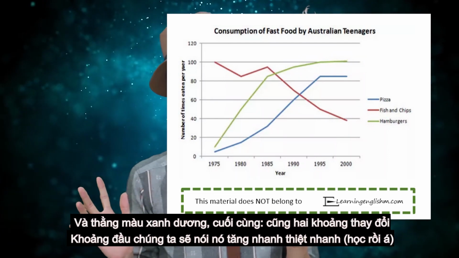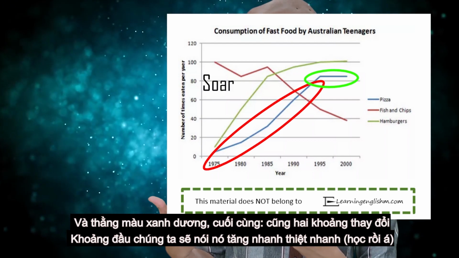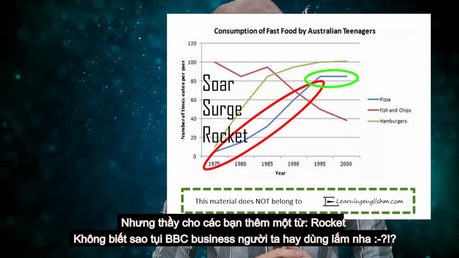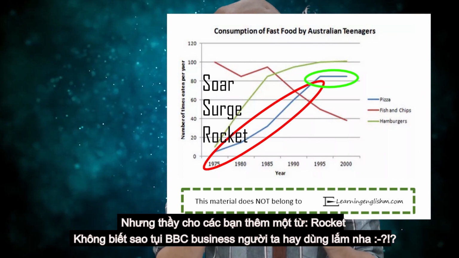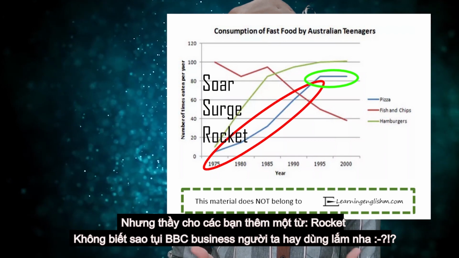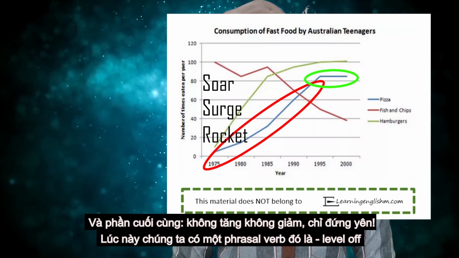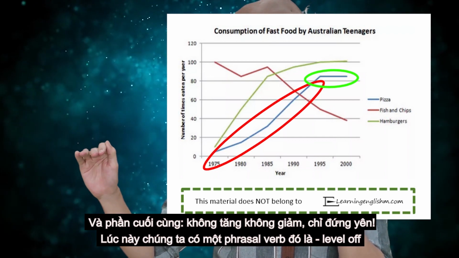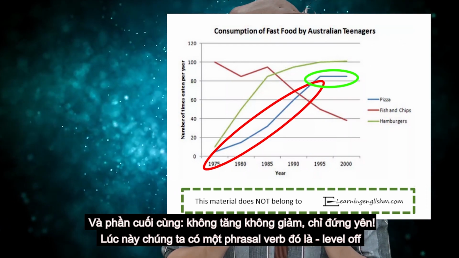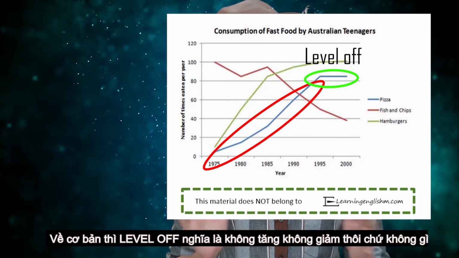And as for the last one, as you can see, it has 2 periods. The first period is going up very fast. So I gave you the words soar and surge already, but I give you one more word, the word rocket. It also means going up very fast. I don't know why, but BBC Business has a tendency to use it quite a lot. So I think we can use it regularly. And the last part, you can see that it's not going up, it's not going down, it remains the same at the same point. For this part, I will use the words level off. Level off means it doesn't go down and doesn't go up.